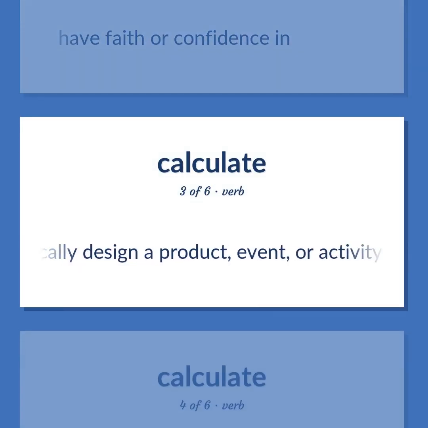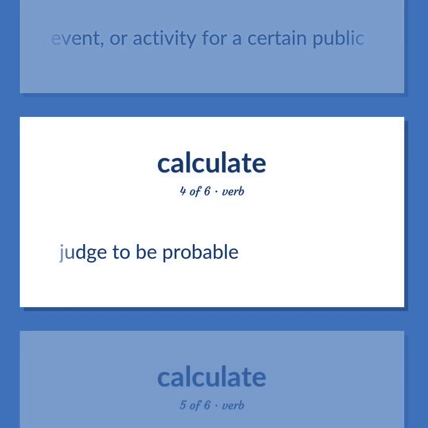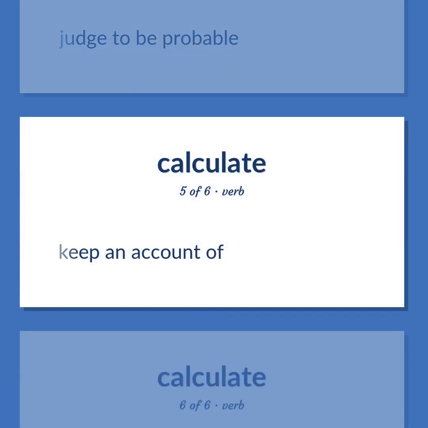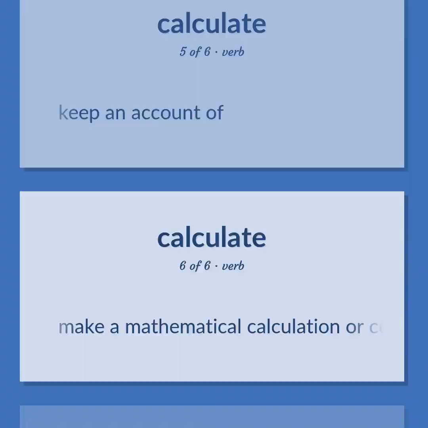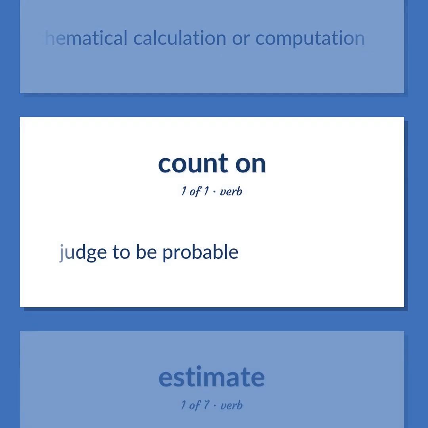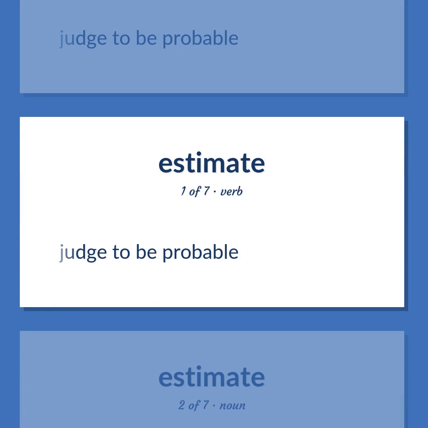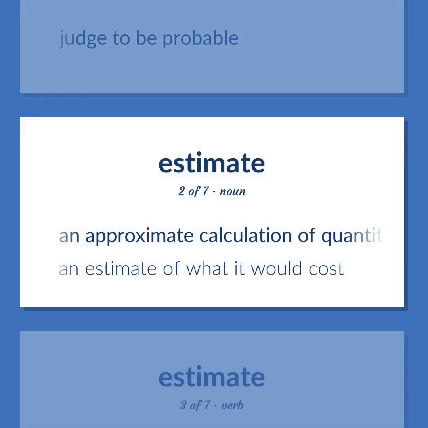Specifically design a product, event, or activity for a certain public. Judge to be probable. Keep an account of. Make a mathematical calculation or computation. Judge to be probable. Judge to be probable. An approximate calculation of quantity or degree or worth. An estimate of what it would cost.